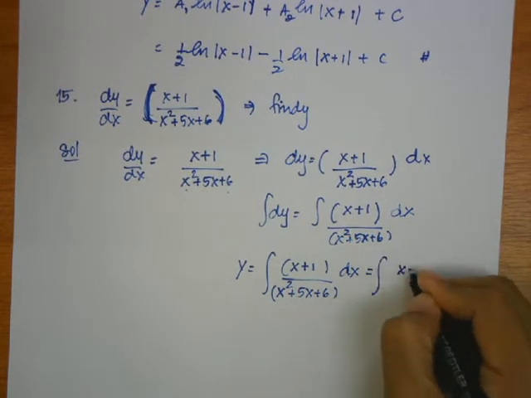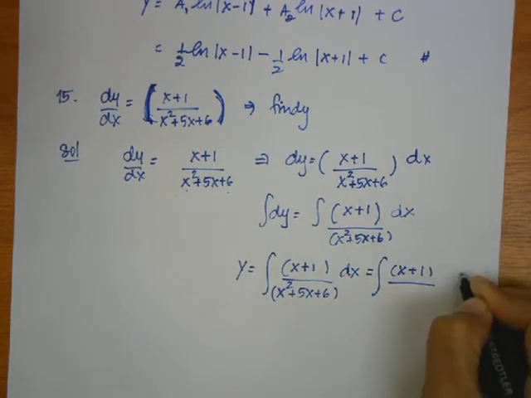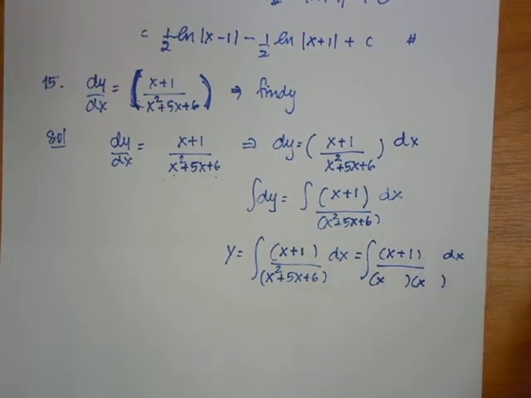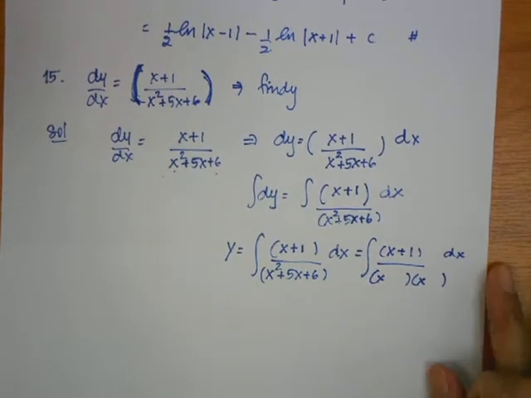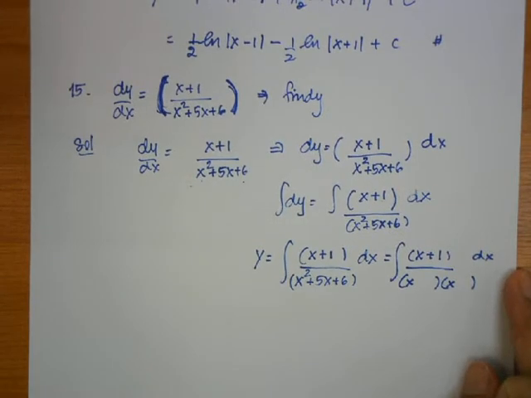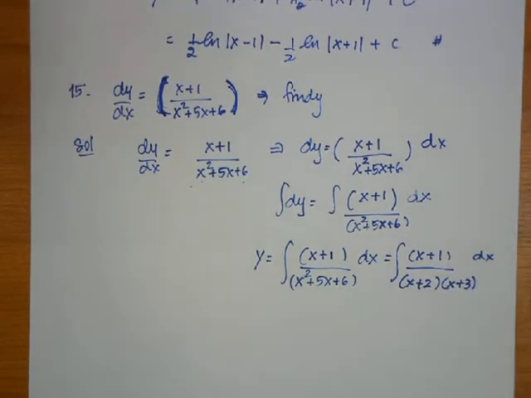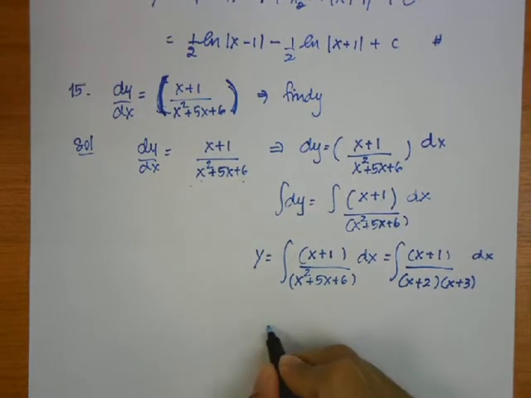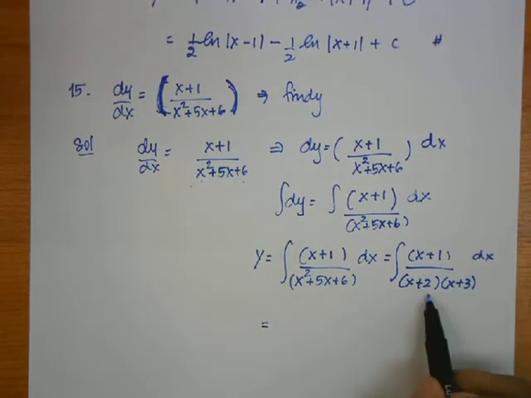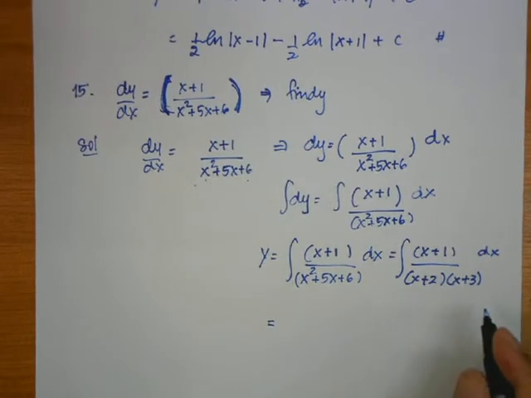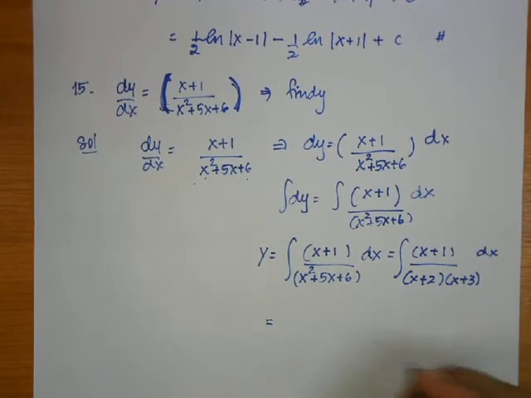Can we? x plus 2 and x plus 3. So in that case, if you take a look at the roots, you have negative 2 and negative 3, which are real numbers and unrepeated. So we can use the partial fraction technique to find the solution.